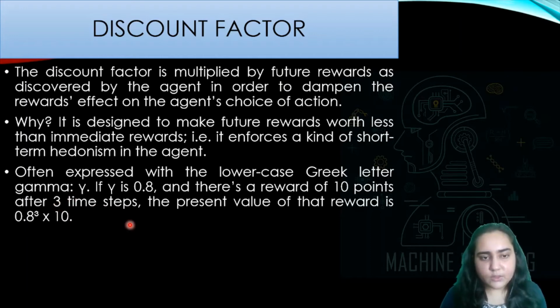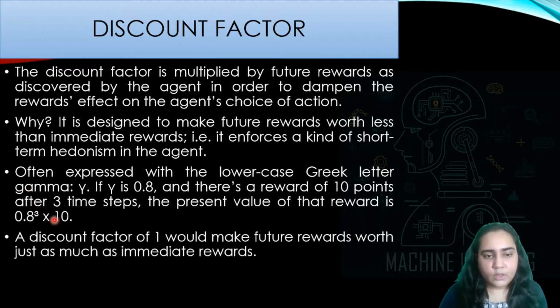So gamma is 0.8, but the reward is going to be of 10 points. After three steps, you will get a reward of 10 points. But right now, the value of that reward is just 0.8 raised to 3 into 10, which is very less. A discount factor of 1 would make future rewards worth just as much as immediate rewards.